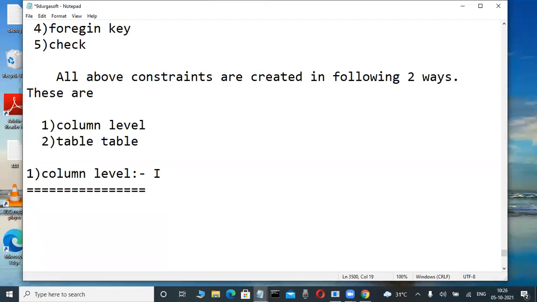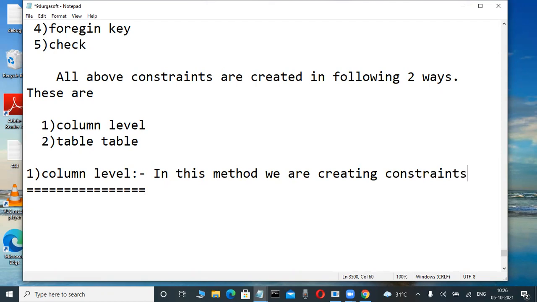In this method, write it, we are creating constraints on individual columns. Constraints on individual columns. That is a normal syntax.